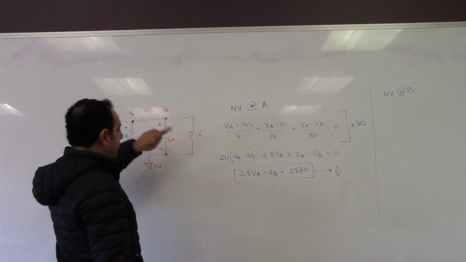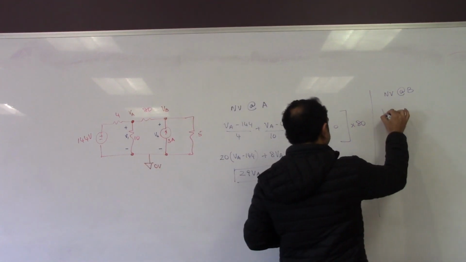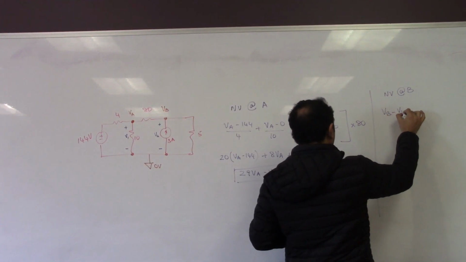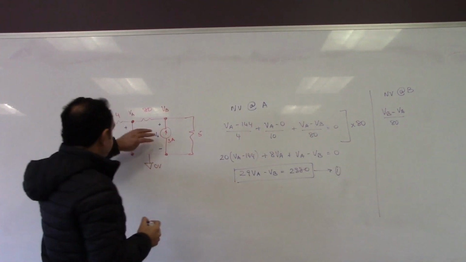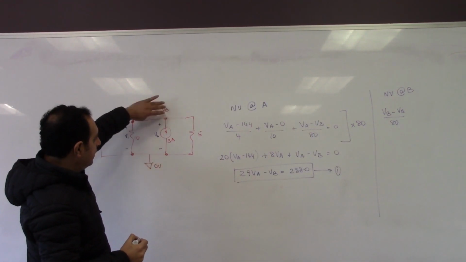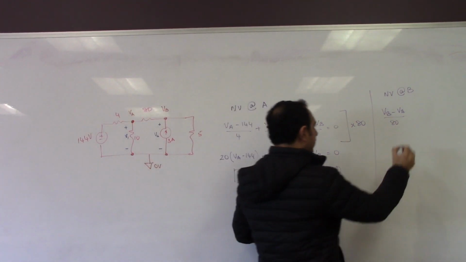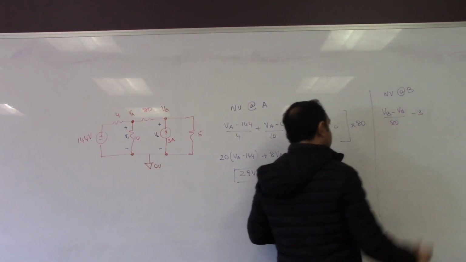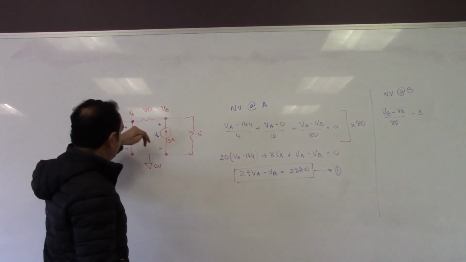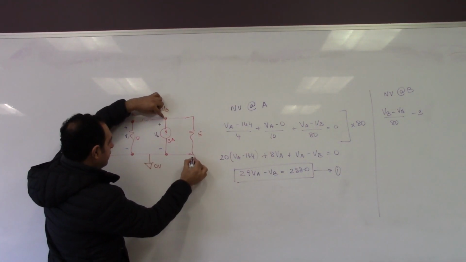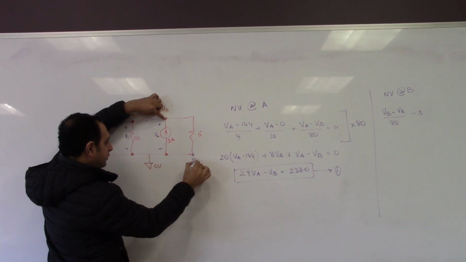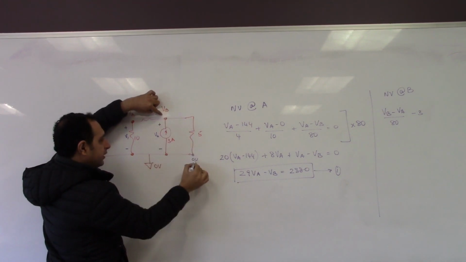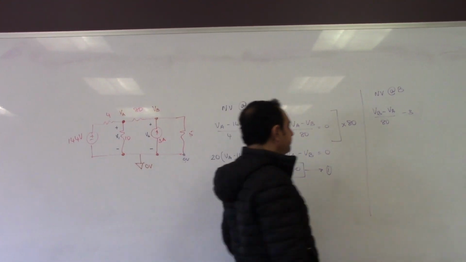So VB minus VA over 80, right? Then you have an incoming current. Any current that comes in is negative, so I'll go here and write -3. And then over here, this point is 0, right? We want to take the difference between VB and 0 volts. So VB minus 0 divided by 5.